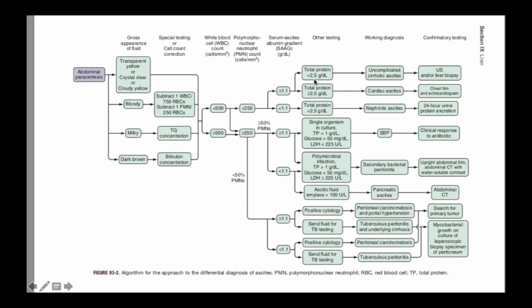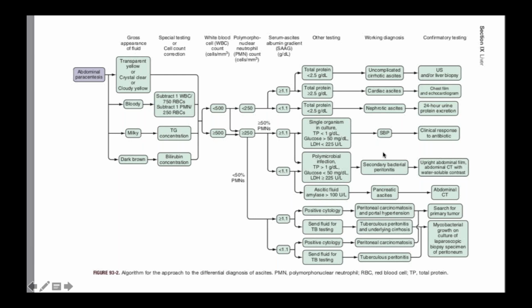But whenever the total protein is high, you always think of the cardiac cause of ascites. So cardiac causes of ascites also have high SAAG, but they have a high total protein. Low SAAG, low protein is nephrotic ascites. When the polymorphonuclear leukocyte count is more than 250 with high SAAG, you suspect SBP. If it is a low SAAG, secondary bacterial peritonitis.